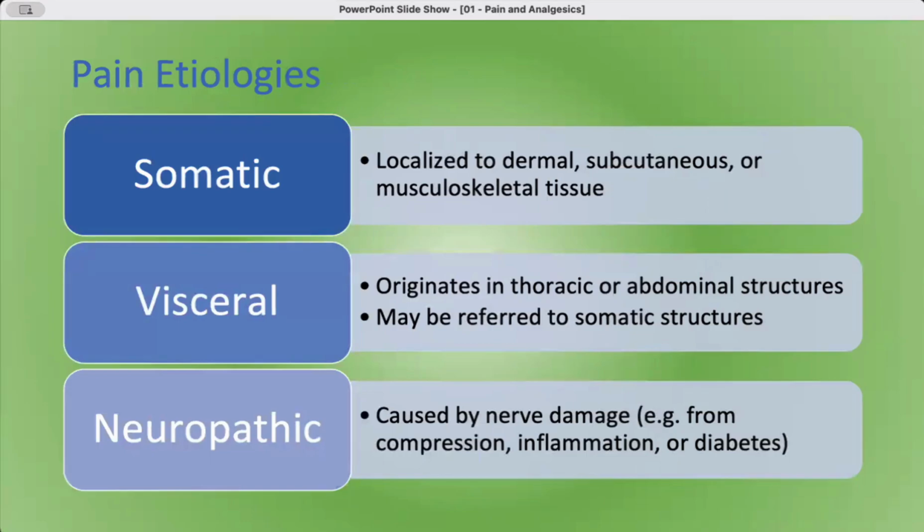So here again is just a review of the various etiologies comparing somatic, visceral, and neuropathic. Note that visceral pain can be referred to somatic structures, from the inside out. For example, in an MI, we think of the pain radiating down the arm. So that is an example where that referred pain occurs. And neuropathic pain, of course, is along that nerve tract where the nerve damage is taking place.